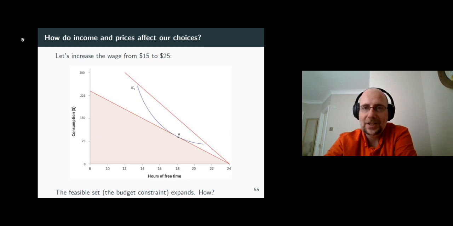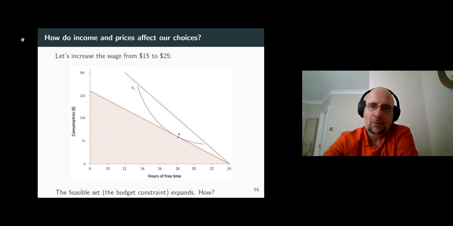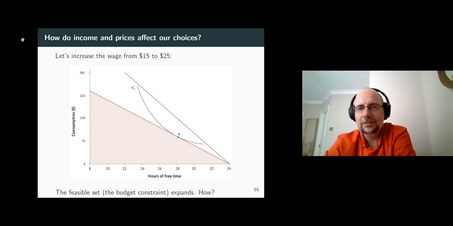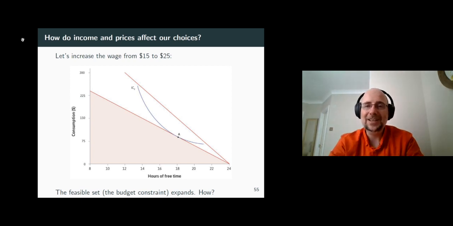$400 to be precise. That's why the maximum point for 16 hours of work and 8 hours of free time has also moved up by 16 times the difference between 15 and 25, which is 10. And the total difference is $160. As a result of a change in the price of labor, a wage increase from 15 to $25 per hour, your feasibility constraint has massively changed.